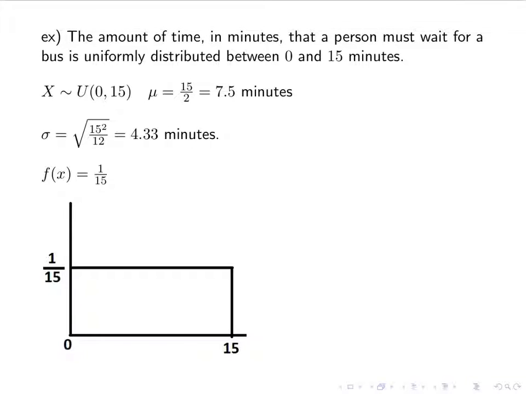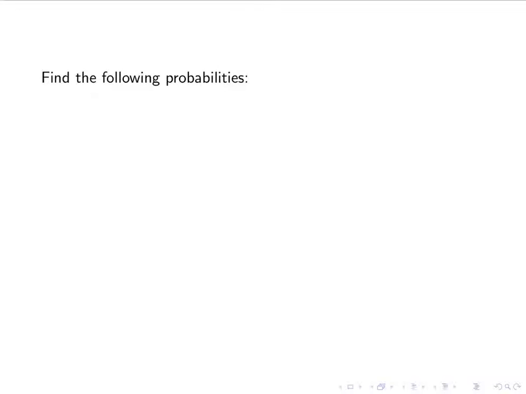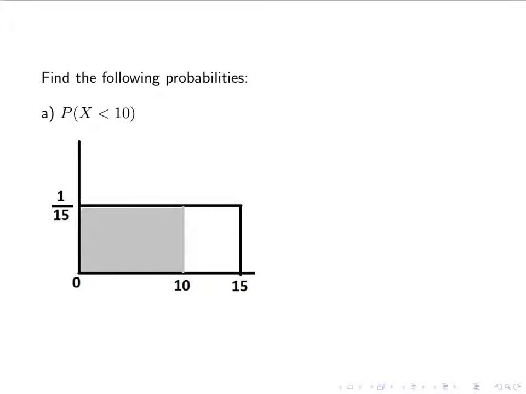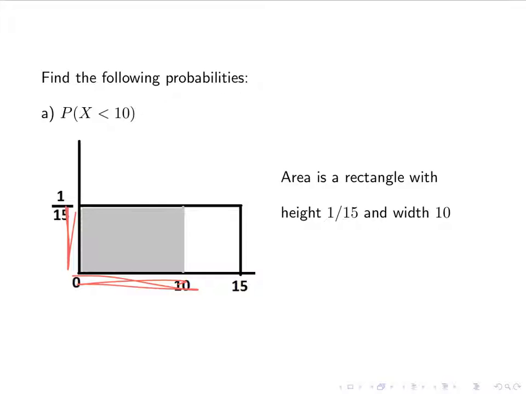And here is an example of the picture. So again, it's a rectangle. It's going from a to b, and the height is that 1 over (b minus a). If we wanted to find the following probabilities, we would do the following. So for part a, we have the probability that x is less than 10. Graphically, that would look like the following. We're going to shade the area less than 10, so I've marked it in gray. Again, the area is a rectangle. The height is 1 over 15. The width is 10. So the area is 1 over 15 times 10, which is 2/3. So the probability that x is less than 10 is 2/3.